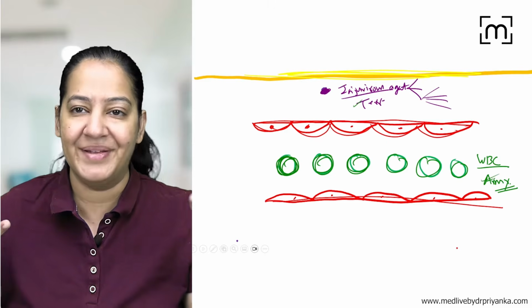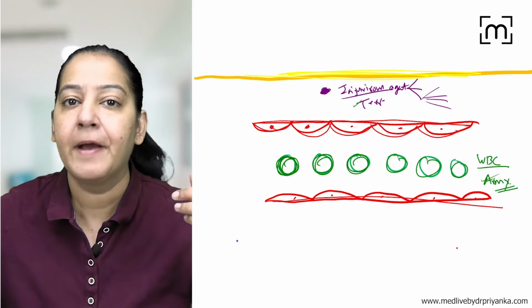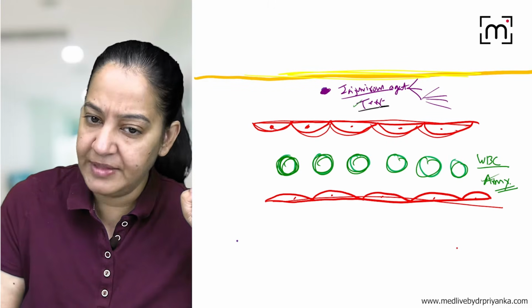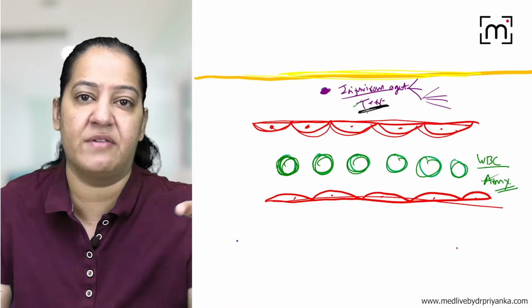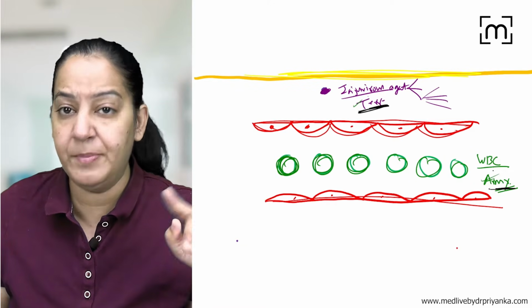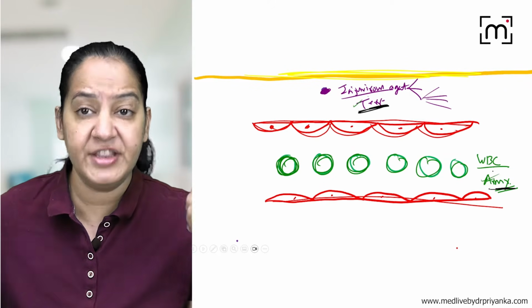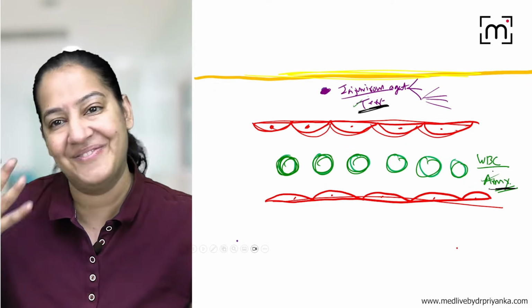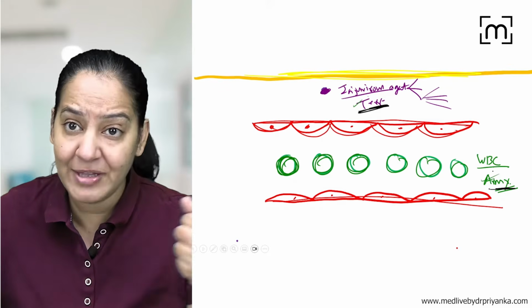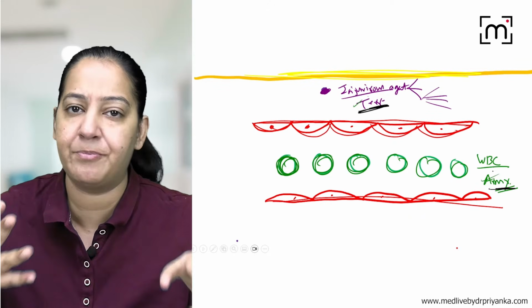But there is a problem in this. What is the problem? The problem is that the terrorist, that is the injurious agent, is extravascular, and the army, that is the WBC, is intravascular. If they can't meet, how can they fight? For fighting, they should meet, but one is extravascular, one is intravascular. So how will they meet and how will they fight? That is the problem, right?